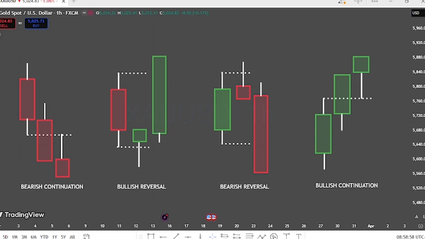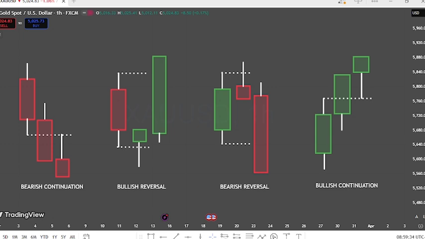Okay, so basically CRT is a strategy that deals with seeing each candle as a range: accumulation, manipulation, and distribution. One candle serves as the accumulation, the second candle serves as the manipulation, and the third one as a distribution candle. So before we dive into the chart, I want to explain what a CRT is.